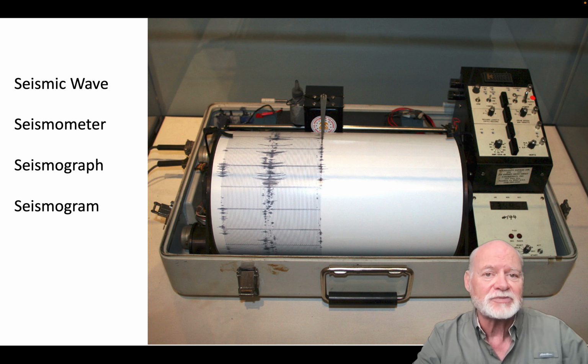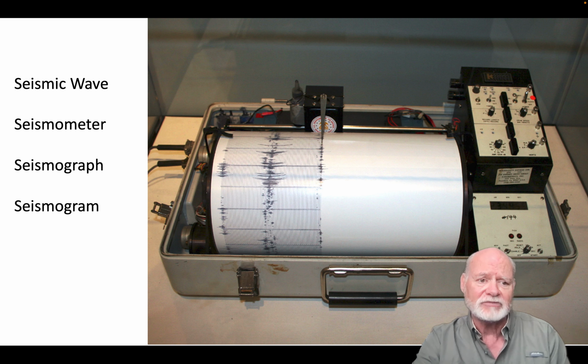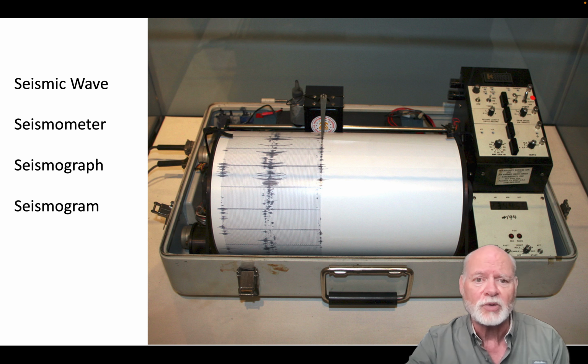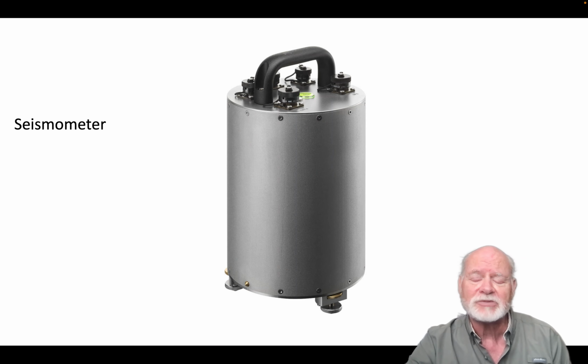So lots of seismos. But again, seismic waves are the waves themselves. A seismometer is the instrument that records seismic waves. A seismograph is an actual physical recorder to paper, a chart recorder of seismic waves, and it produces a seismogram. A seismogram can also be a digital recording. This is a typical seismometer. It does not look like much, but inside, modern seismometers have accelerometers that allow us to look at three components of motion.